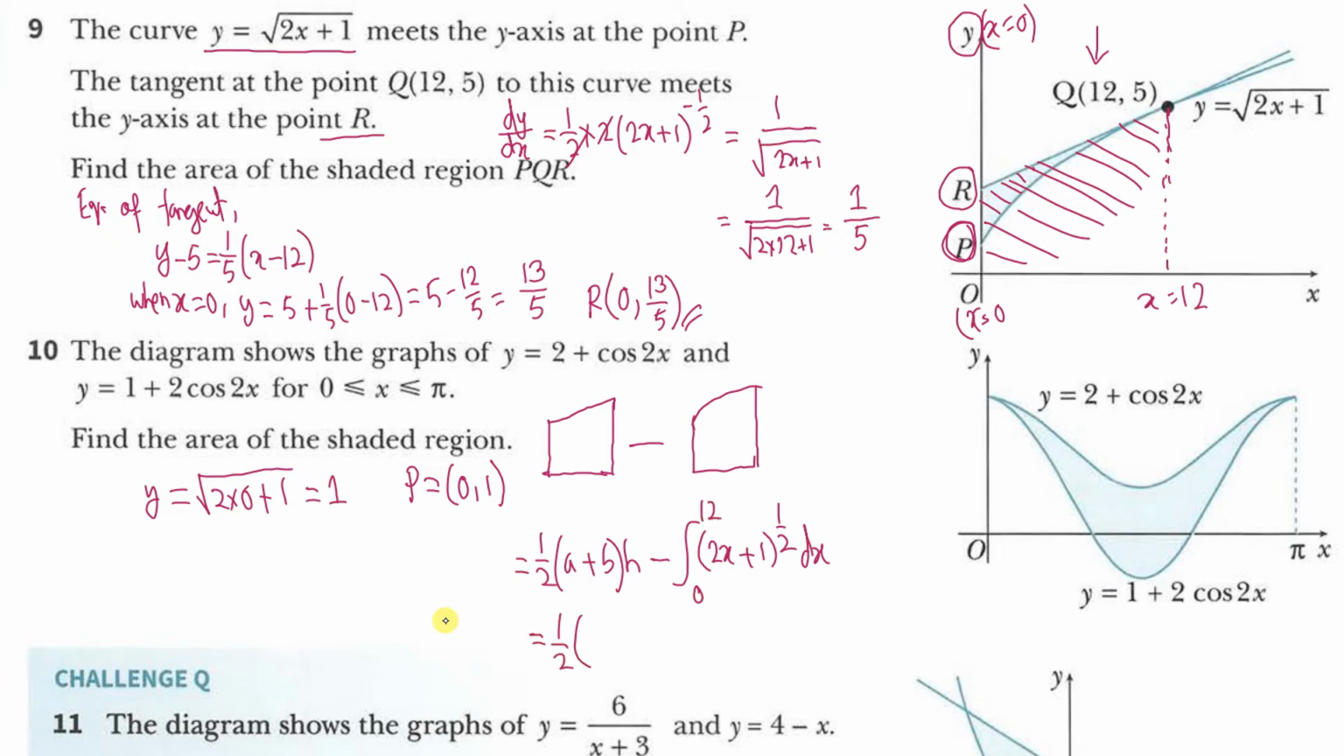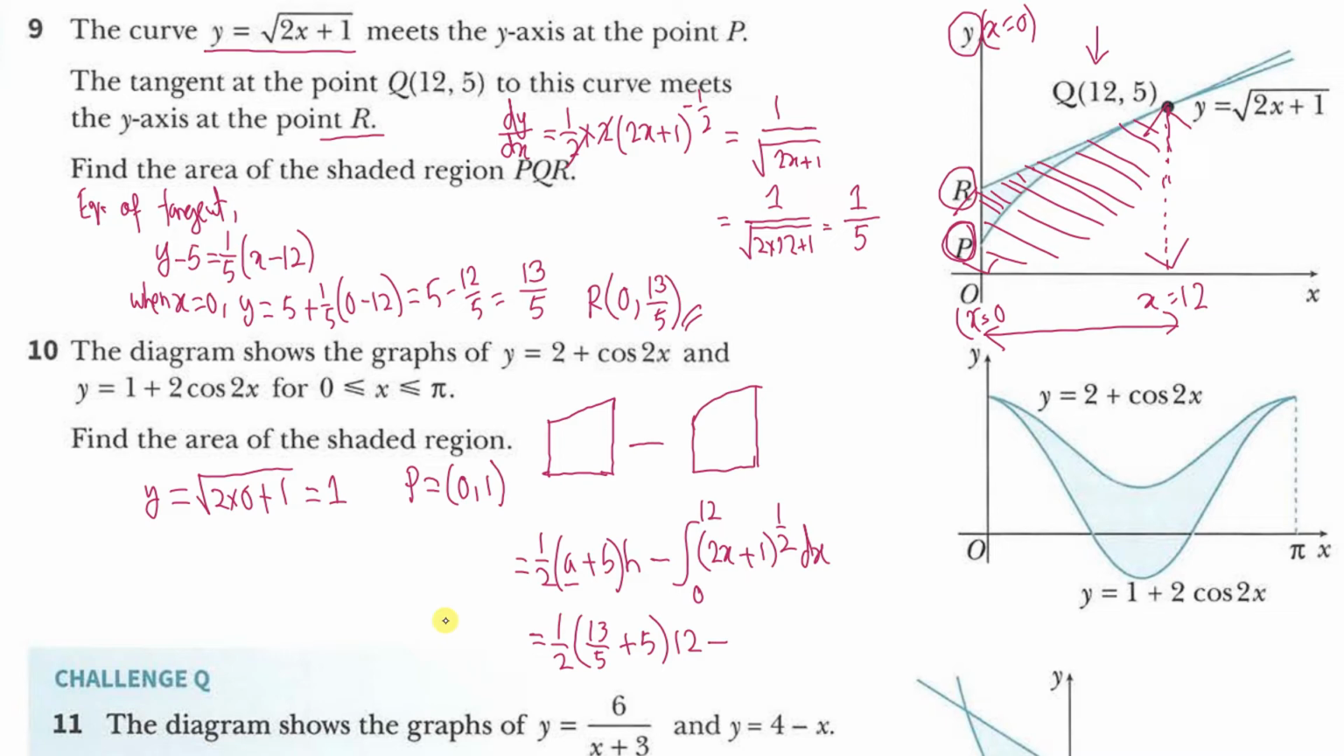Half into (a plus b), which are the two parallel sides. If we consider the coordinate of R, it is given here as 13 by 5. So one value is 13 by 5, the other value is this height, the b value which is 5, and the difference between these two is called h, which is 12 minus 0. We can write here 12. This is the total area under the trapezium.